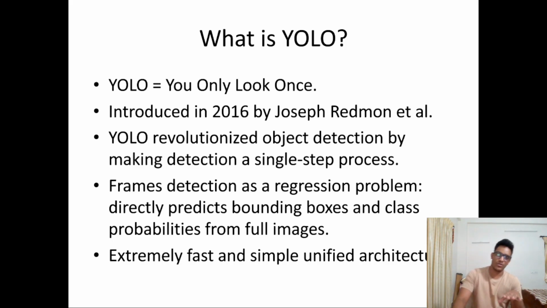What YOLO does is frame detection as a regression problem rather than a classification problem, because the earlier methods used to take different parts, then classify each of them separately, and it was a long process. By making it a regression problem, it just predicts the bounding boxes and the class probabilities for each of these bounding boxes from the whole image itself. This makes YOLO very fast, with a simple and unified architecture.